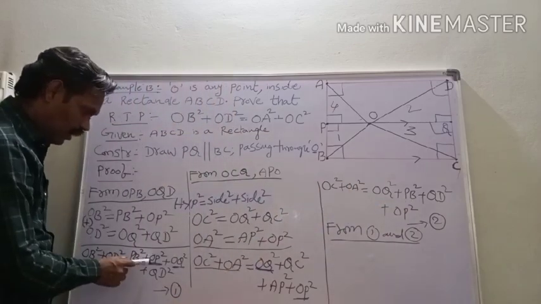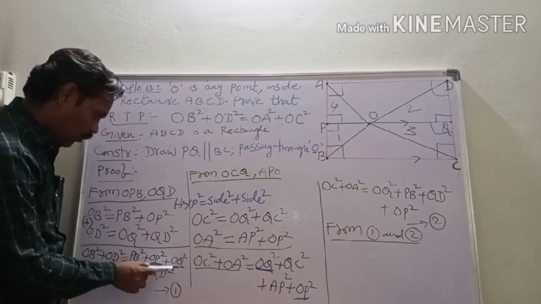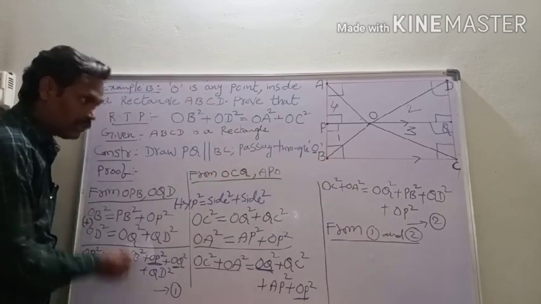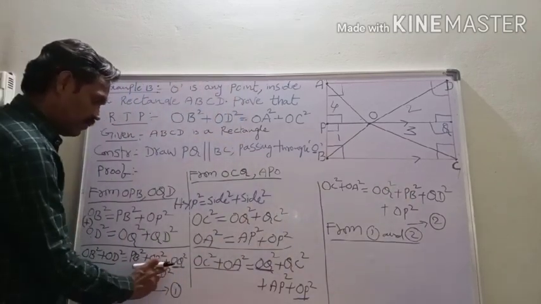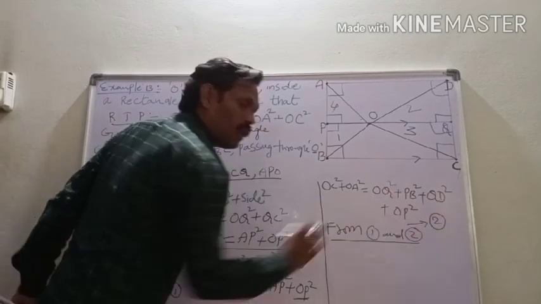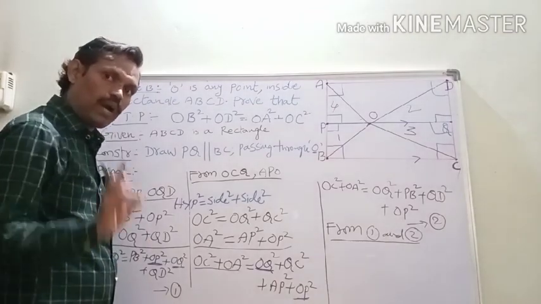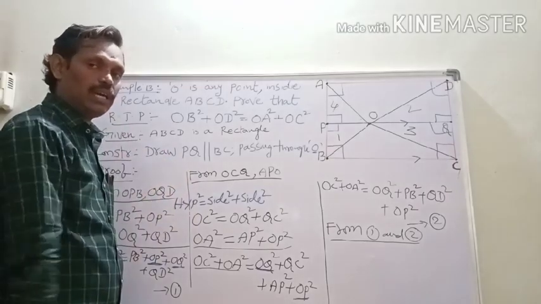Okay. Here we have OP square. Here also we have OP square. Here we have OQ square. Here also you have OQ square. Here QD square. Here also you have QD square. So that means equation 1 and equation 2, both RHS are equal. So in two equations, whenever two RHS are equal, automatically the LHS are also equal.